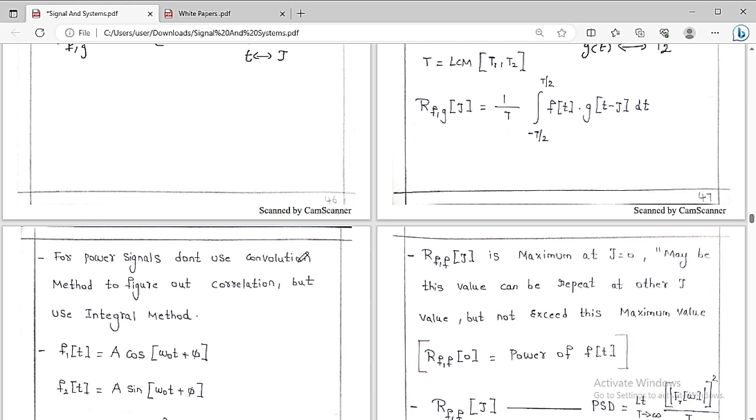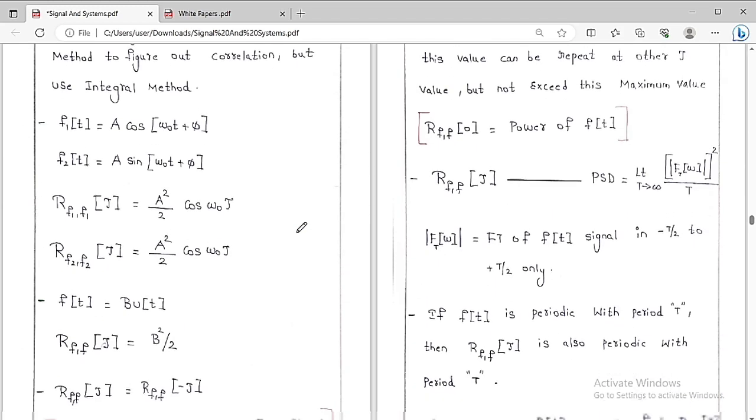So for power signals, don't use the convolution method to figure out the correlation, but use the integral method. What I am trying to tell you is very simple: in the case of power signals, instead of the convolution method, use the integral method.